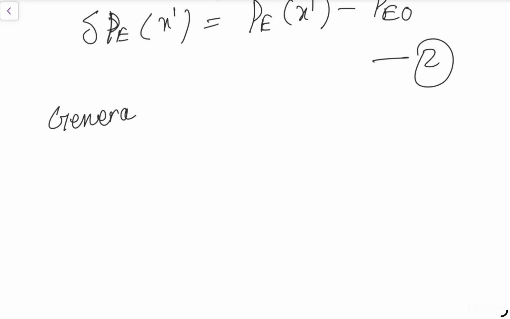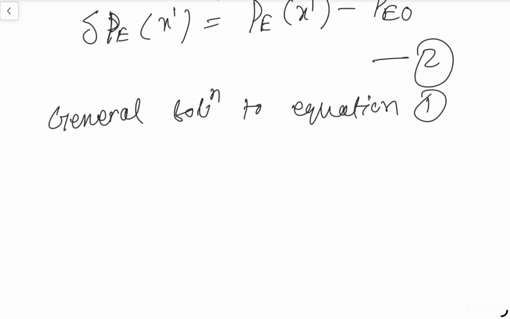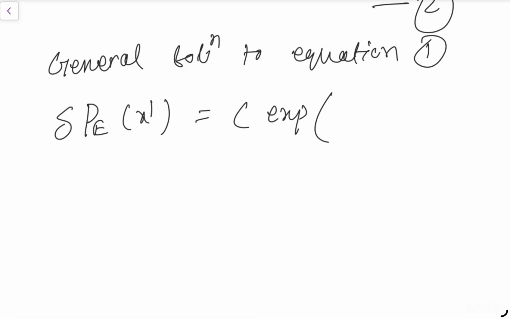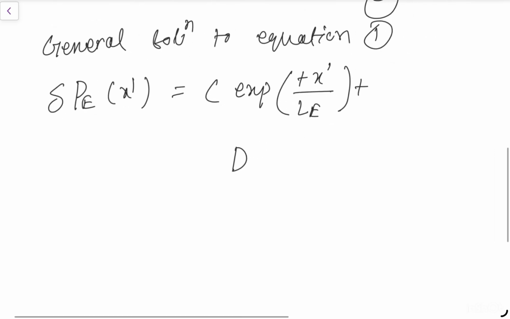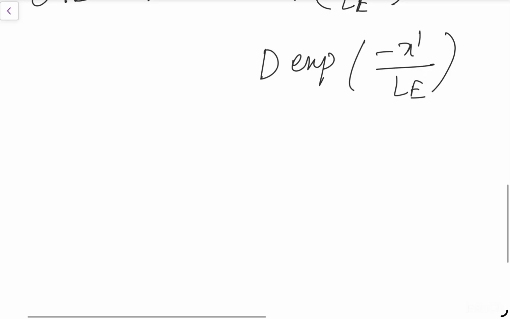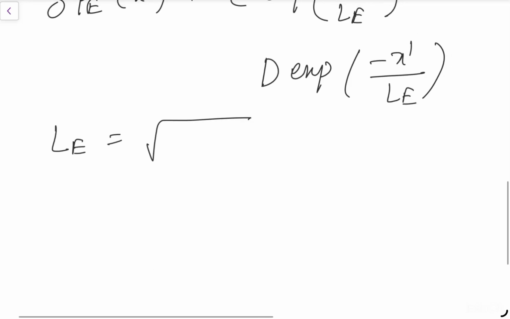General solution to equation 1 can be written as delta PE(x dash) is equal to some random constant C times exponential e to the power plus x dash upon LE, I will define what LE is, plus D, some random constant, times exponential of minus x dash over LE. We will be able to determine the values of C and D from the boundary conditions. Right, now what is this LE here? LE is basically the square root of DE times tau E0.